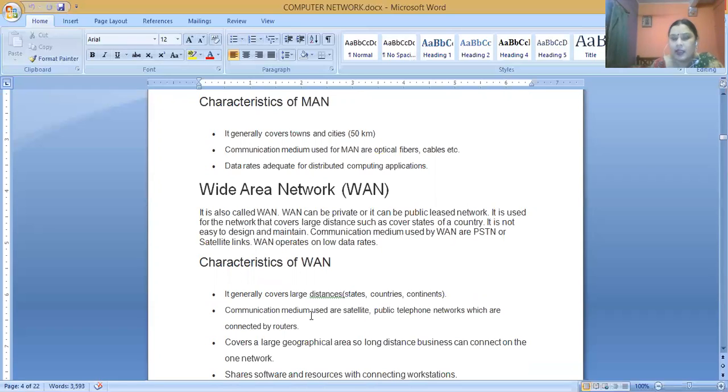LAN is completely owned by a single person or single business organization. But there is not any private ownership maintained for the WAN. Data transfer capacity of LAN is maximum or high compared to the WAN.